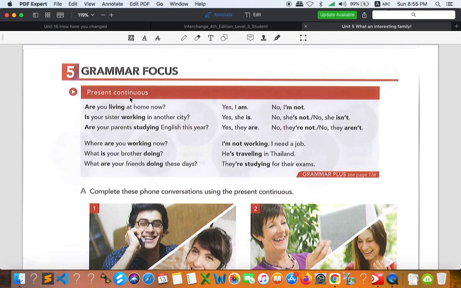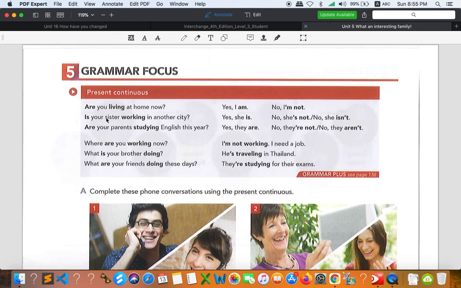So again, present continuous, we use to talk about the activity that is happening at the moment of speaking. So anytime that the activity is happening now or at the moment of your speaking, then it is present continuous. Just like right now, I am teaching English. So at the moment I'm speaking, I'm doing a certain thing, all right? Okay, so are you living at home now? Just like asking now, where you are living, okay? And then the answer is yes, I am. No, I'm not. It depends.